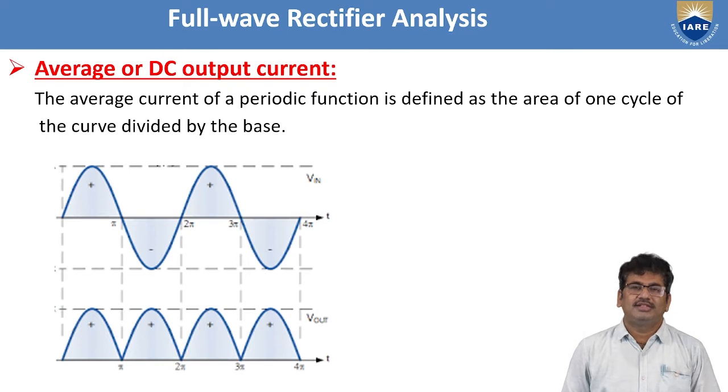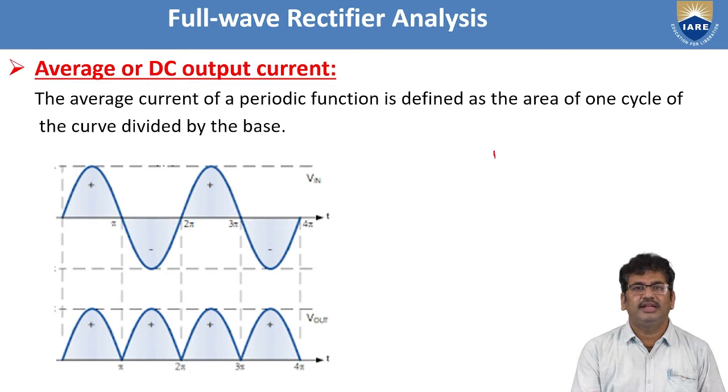So the first analysis we will take is for average or DC output current. The average current of a periodic function is defined as the area of one cycle of the curve divided by the base. So for a full wave rectifier, the signal is confined for a period of 0 to pi. So the time period we are going to consider here is T is equivalent to pi.